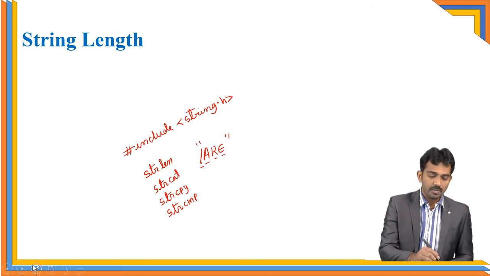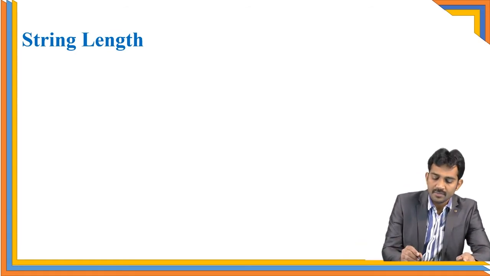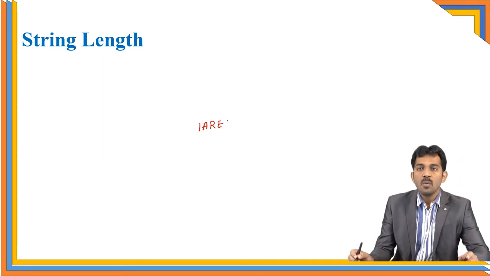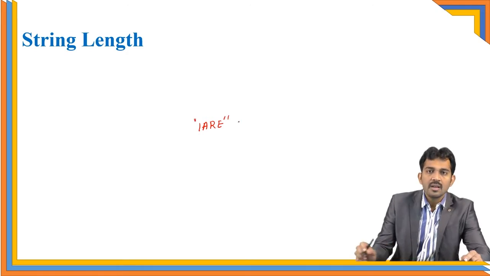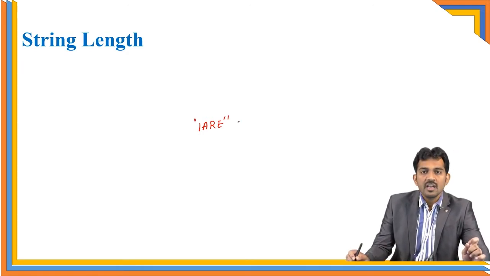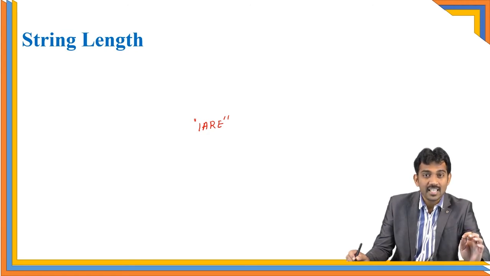How to implement this function manually. I have one string, IRE. My task is to find how many characters are in the given string. You know the definition of a string? Every string is enclosed in double quotes. And next, every string ends with a null character, which means the last part of the string should be the null character.